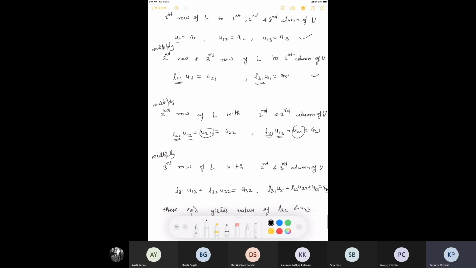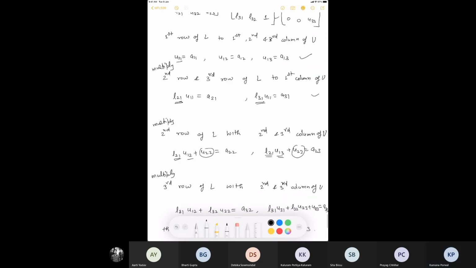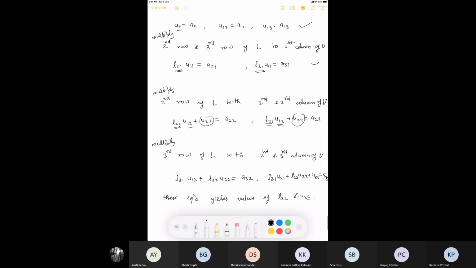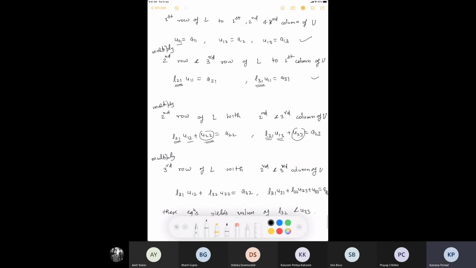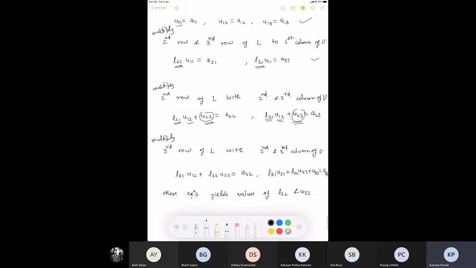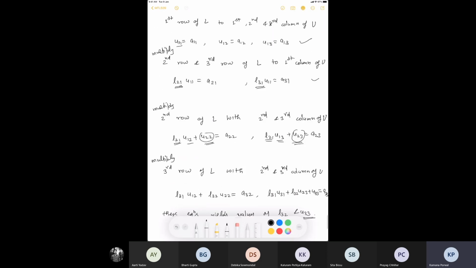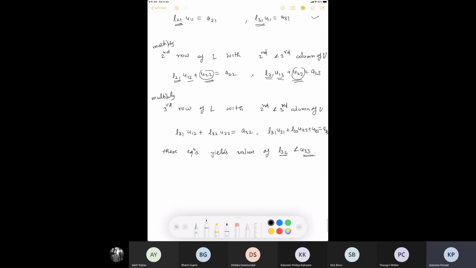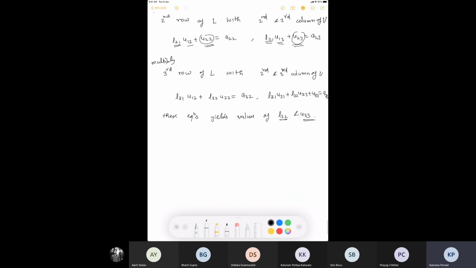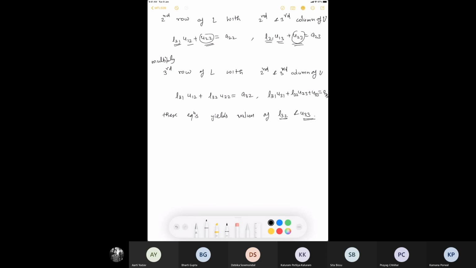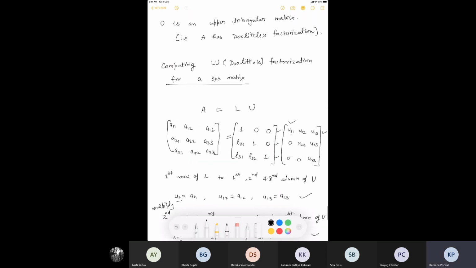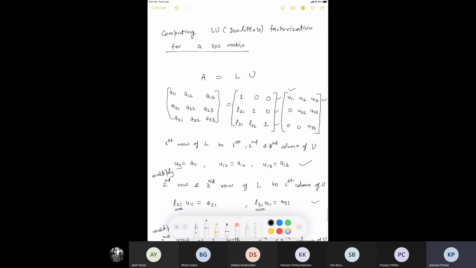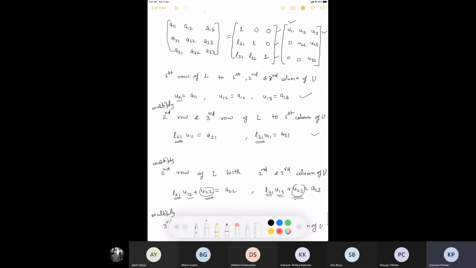And from here we are computing the second row of U and the third row of U, and the last second column of L is computed from here. So basically we have determined all the entries here. I'm just giving you one example where you can apply this Doolittle's factorization.